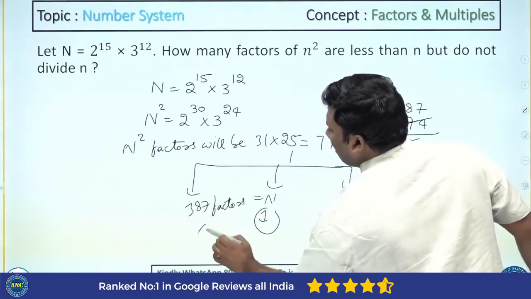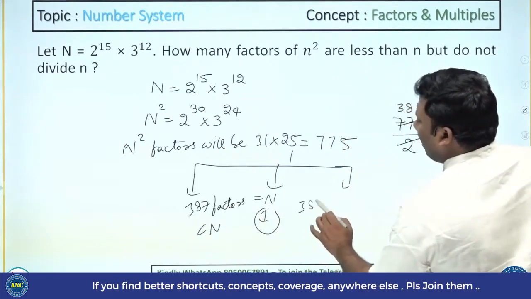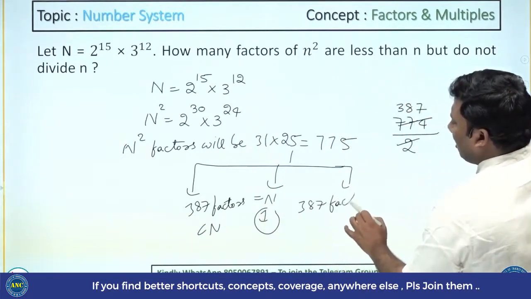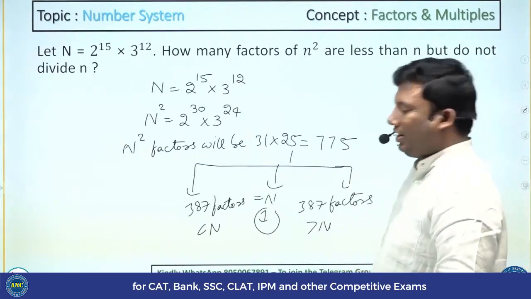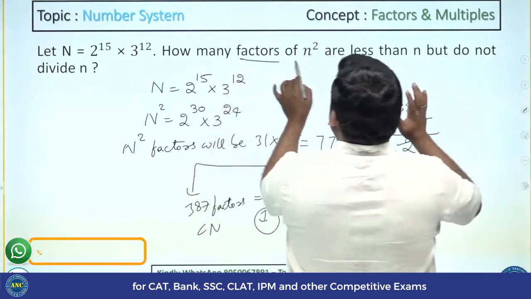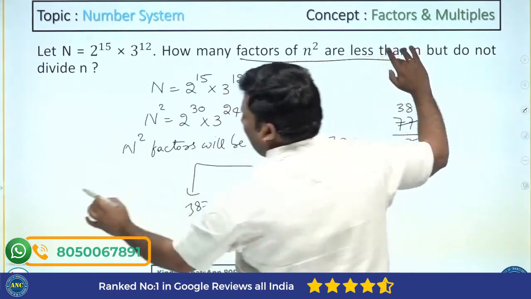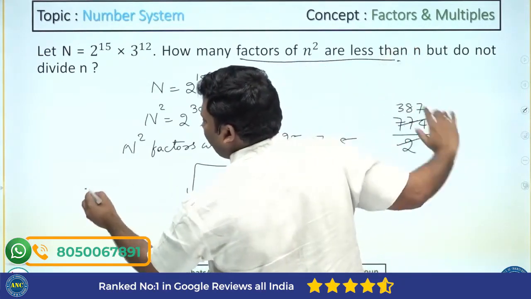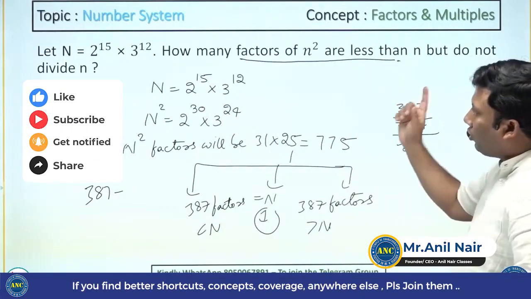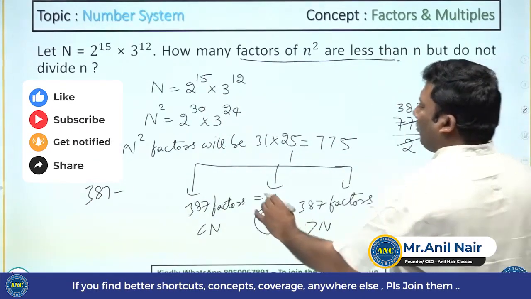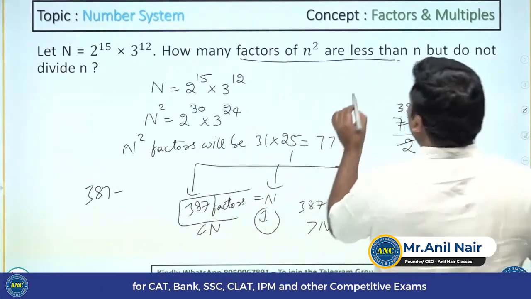Are you all with me? 387 factors are less than n, and 387 factors are greater than n. How many factors of n square are less than n? Total 387 factors are there, but they do not divide n. In that, how many do not divide n?